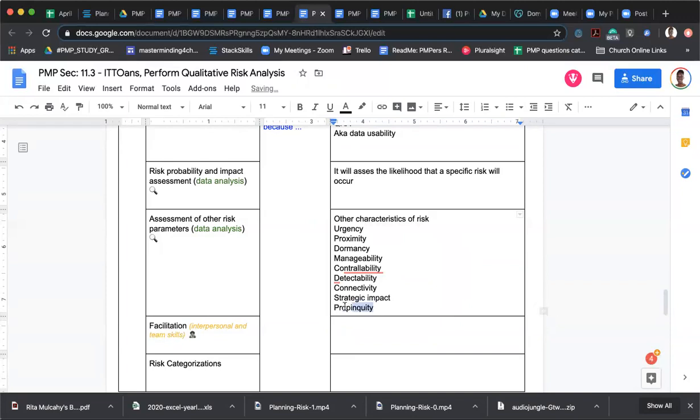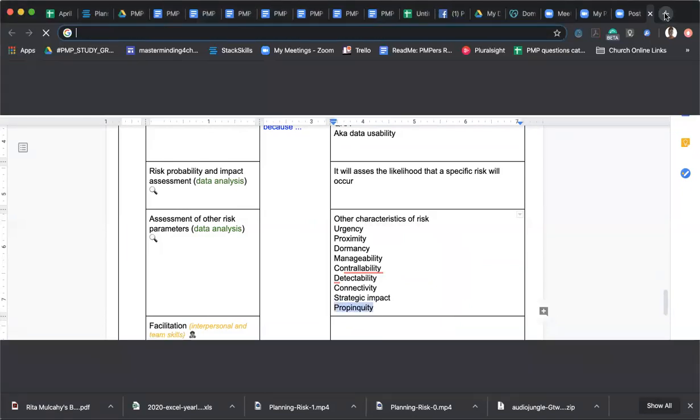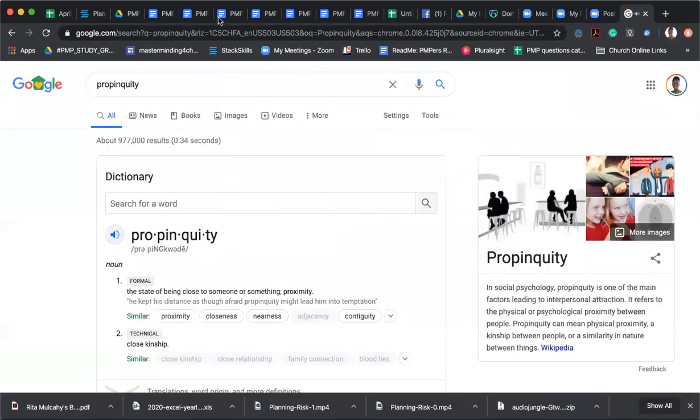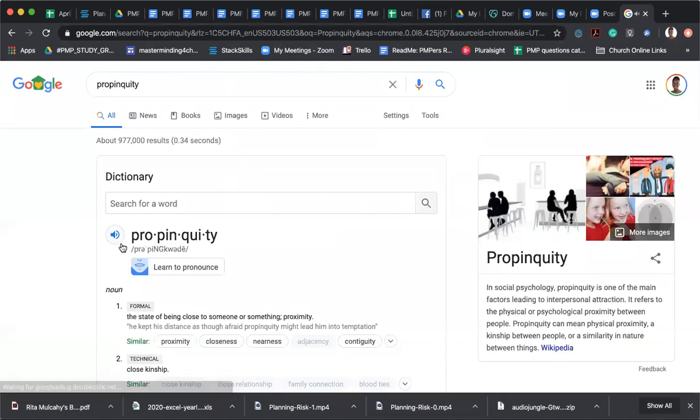But guess what? We have the whole nice and friendly Google, so help us out on that, right? Propinquity. Propinquity. Okay, so you know that. All right.